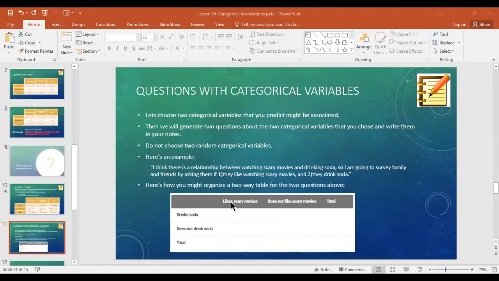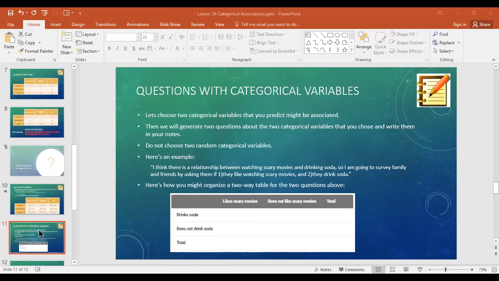So then when you are creating your two-way frequency table, you have your two options for your first question. Do you like scary movies? Yes, likes scary movies. No, does not like scary movies. And then on the row side, second question, drinks soda. So yes, drinks soda, does not drink soda. And then of course your total column and your total row, okay?